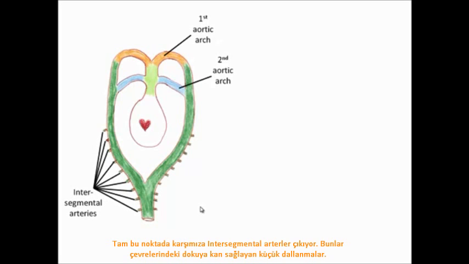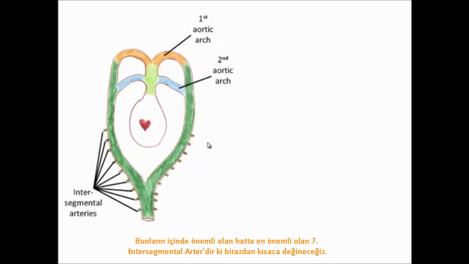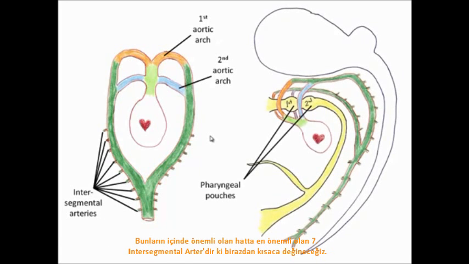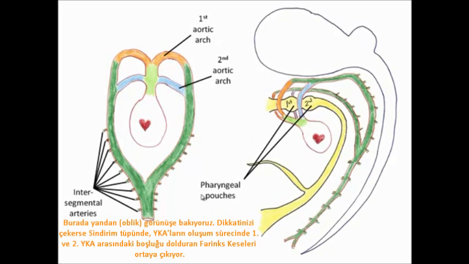At this point, we're getting what's referred to as intersegmental arteries. These are little branches that are stretching out to the surrounding tissue and supplying blood to it. And they're somewhat important, but the one that's the most important is the seventh intersegmental, which we'll get to very briefly. Here, we've got the same view from the oblique side.